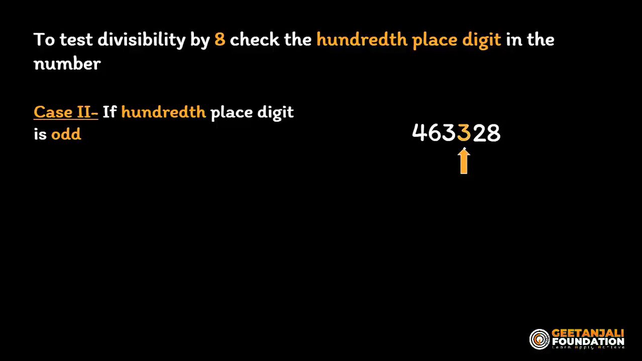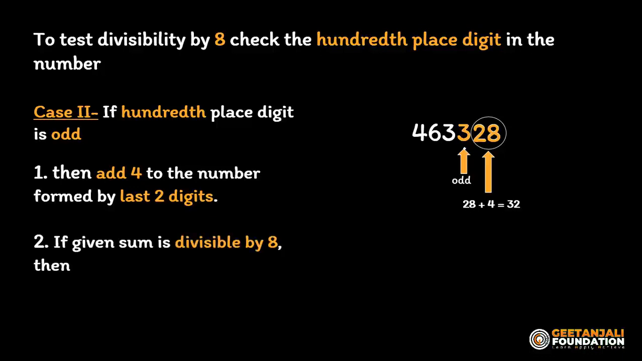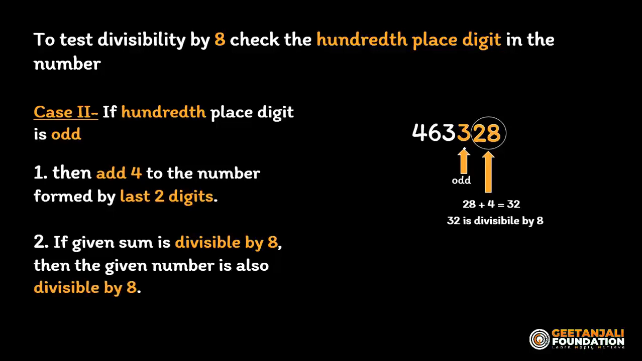So in this case, we will take the last two digits, but we will not divide it by 8. We will add 4 to these last two digits. So the last two digits are 28. We will add 4 to it and we have got 32. Now we will divide 32 by 8, not 28. If this 32 is divisible by 8, then you can conclude that the given number 463328 is divisible by 8. 32 is divisible by 8. 8 4s are 32. Therefore, you can conclude that the given number is divisible by 8.